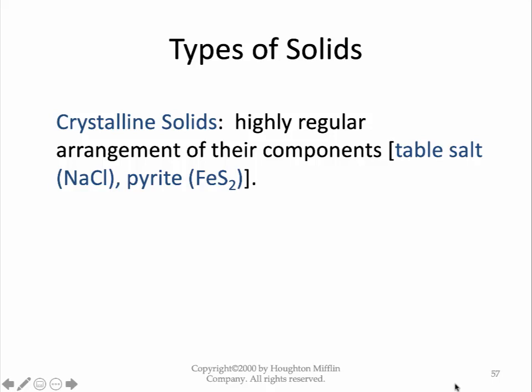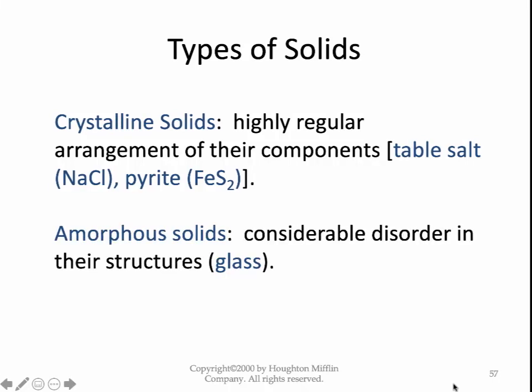Funny thing about crystals is they really break very easily. They're brittle. Amorphous solids just means they don't have any shape that's predictable. They don't have a regular repeating structure. Glass is an amorphous solid.